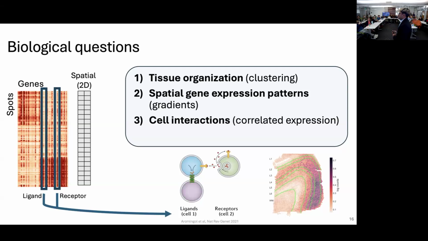And another thing that you can ask is if you can also try to understand how cells interact with one another. And typically you do that by looking at pairs of genes that are known to mediate these cellular interactions. For example, these ligands are released from one cell and they get received by another cell. And by looking for correlations between columns, you can start to understand how cells interact with one another.